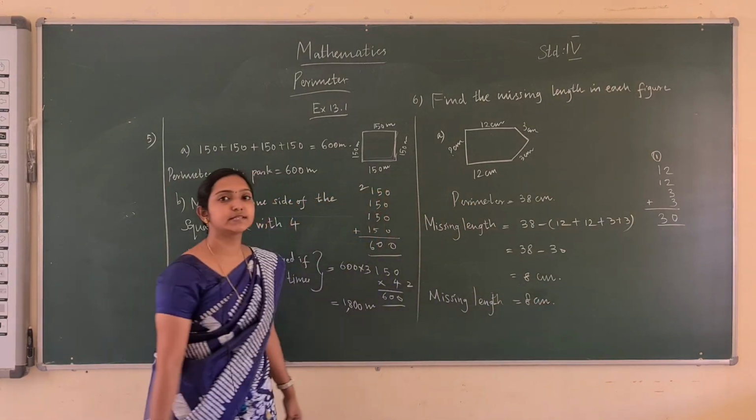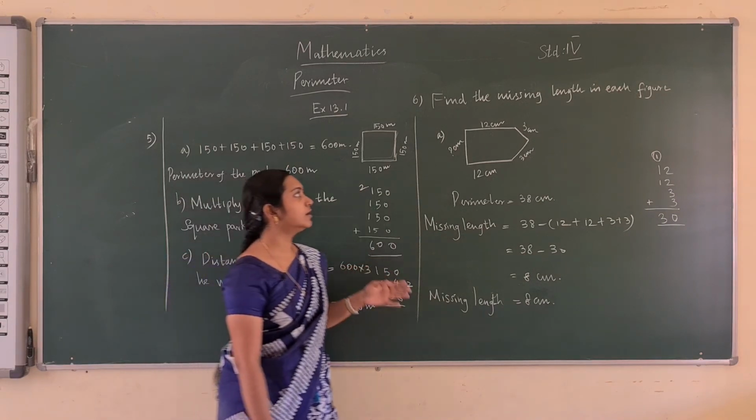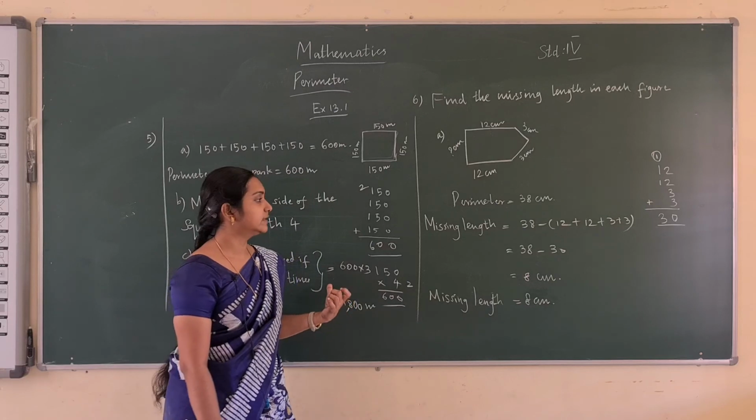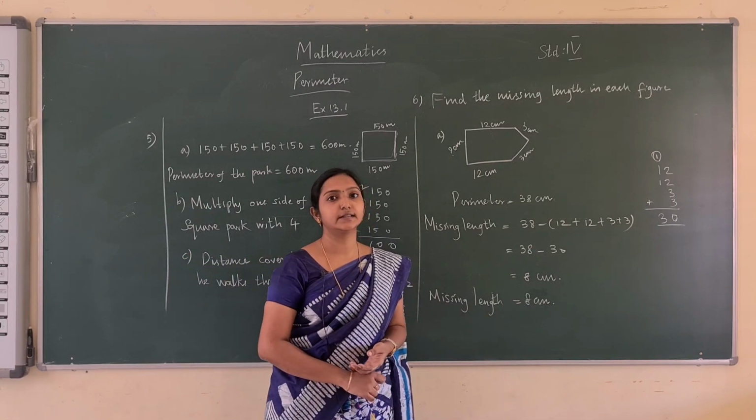To find the missing length, we have to add all the other sides and then subtract the sum from 38. Then we will get the missing length.